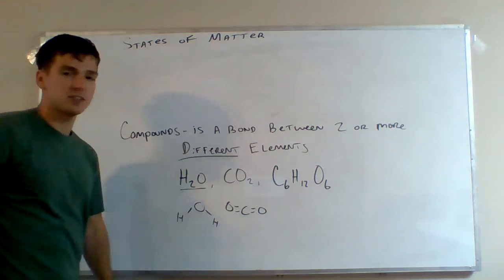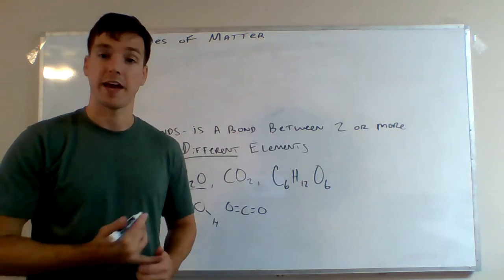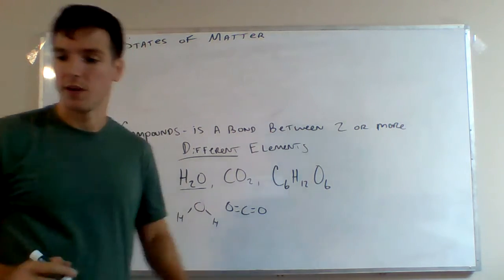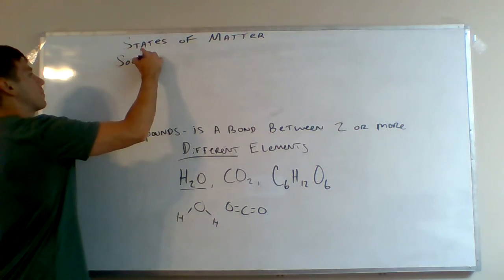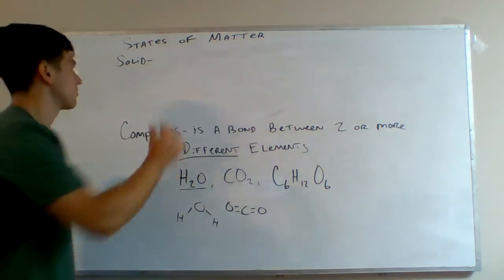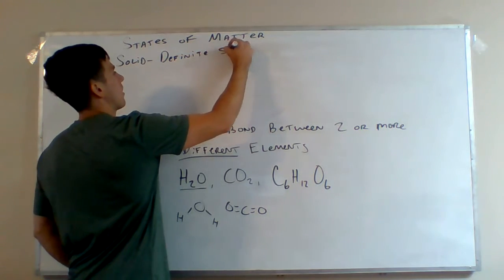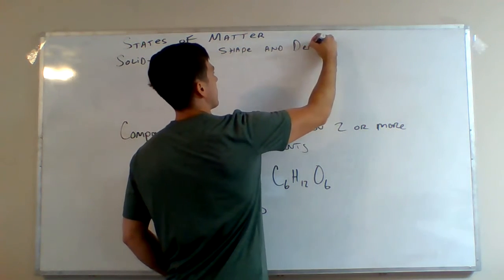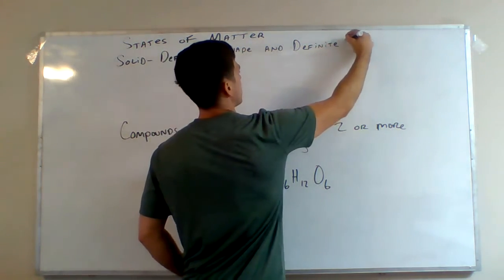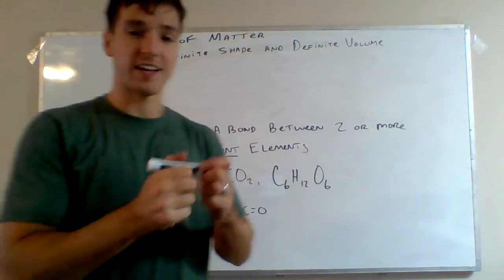So states of matter is just what kind of form they're in. Gas, liquid, solid, and there's a fourth one, which I'll talk about. Solid, we got a definition for it. It has a definite shape and definite volume. Right? This marker, it's got a definite shape.